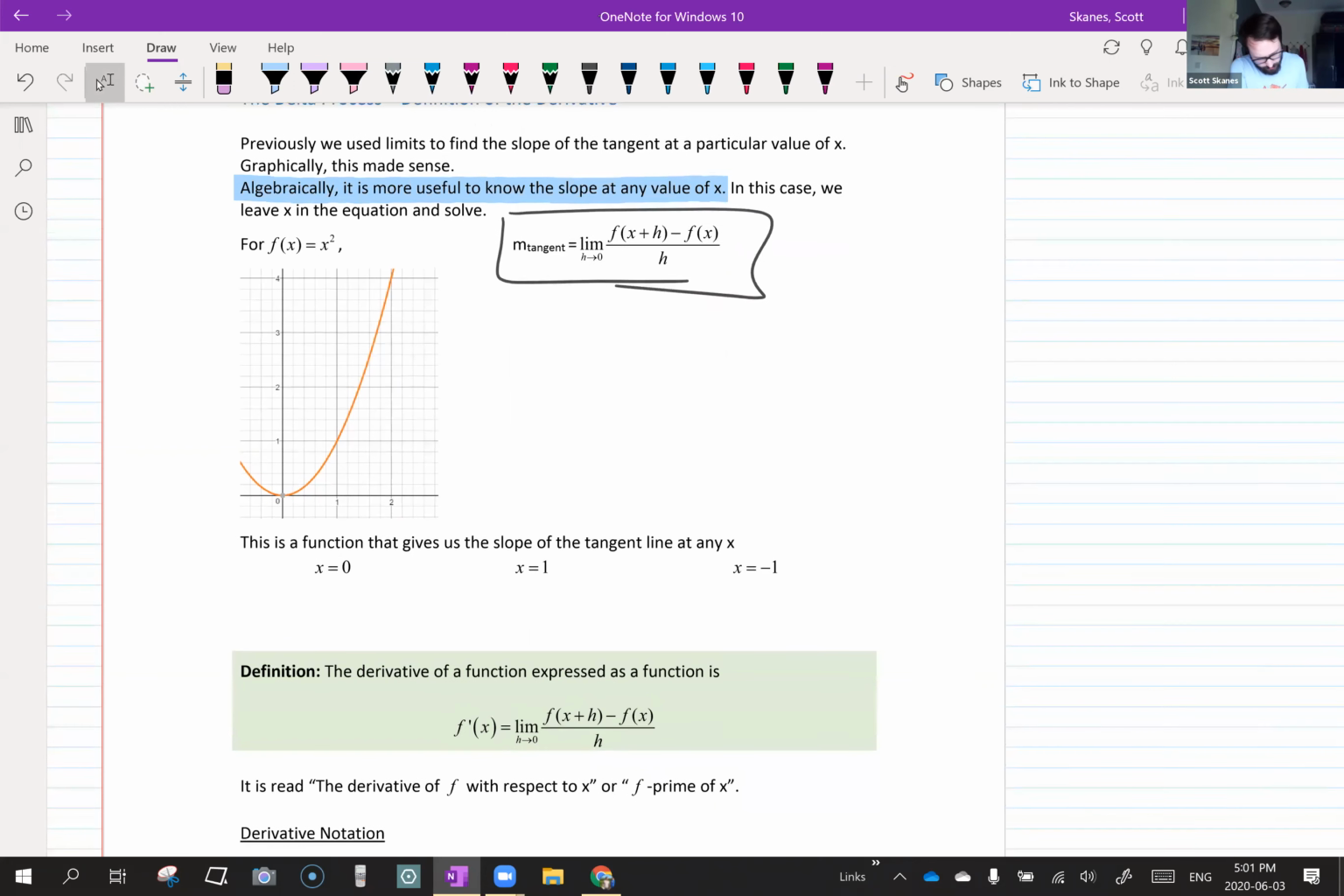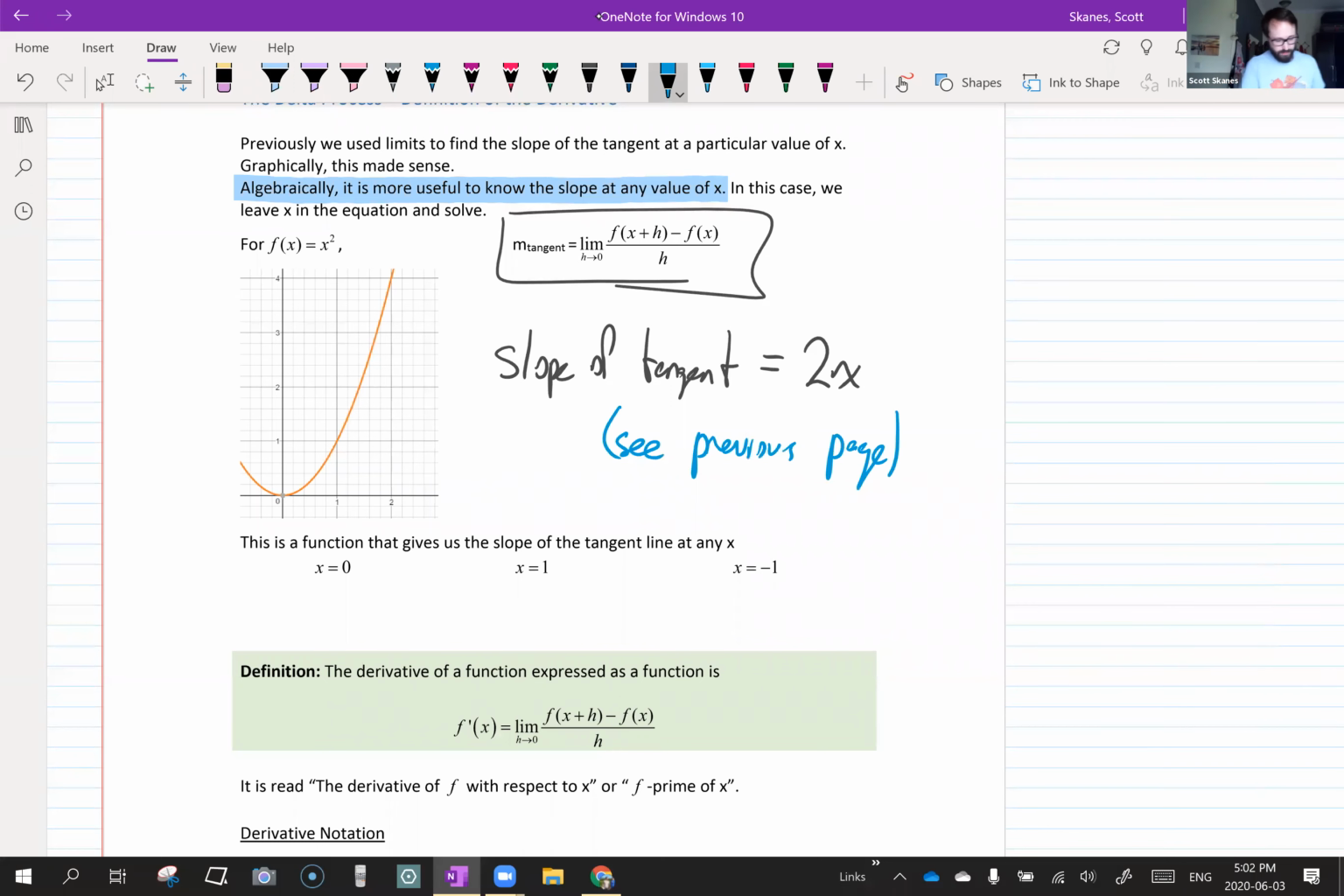In this case, this is the same question as before. I'm just going to put this down. Slope of the tangent is 2x. I'm just going to say, see the previous page. We did this on the previous page. It says, this is a function that gives us the slope of the tangent line at any x. So you tell me, what's the slope when x equals 0?